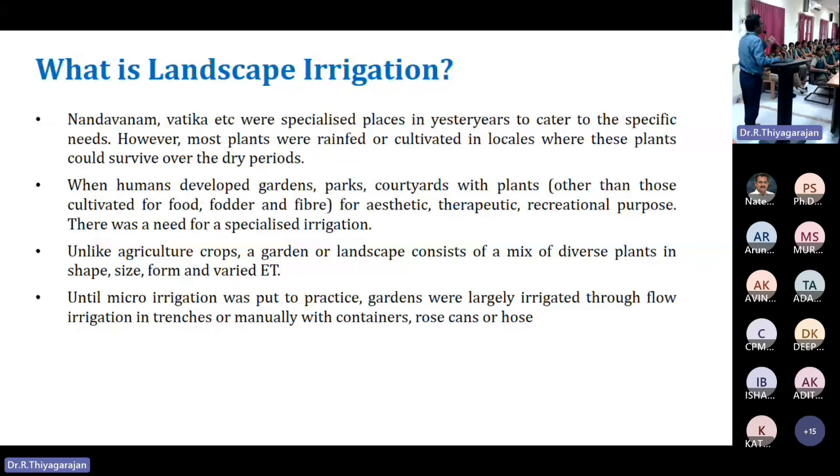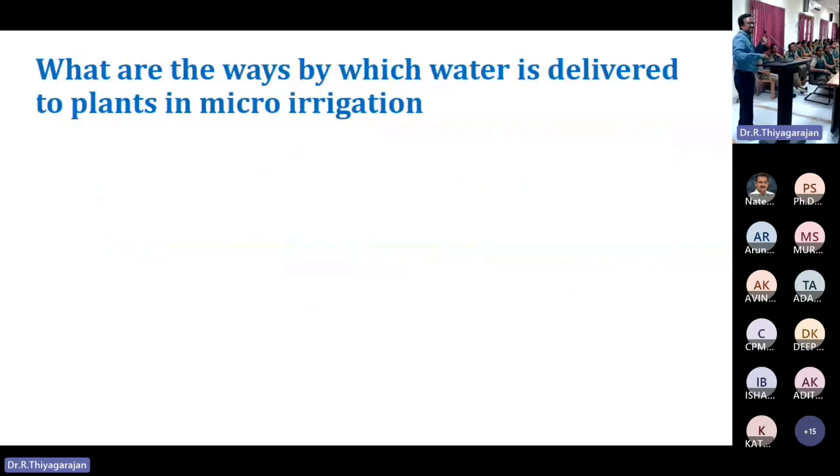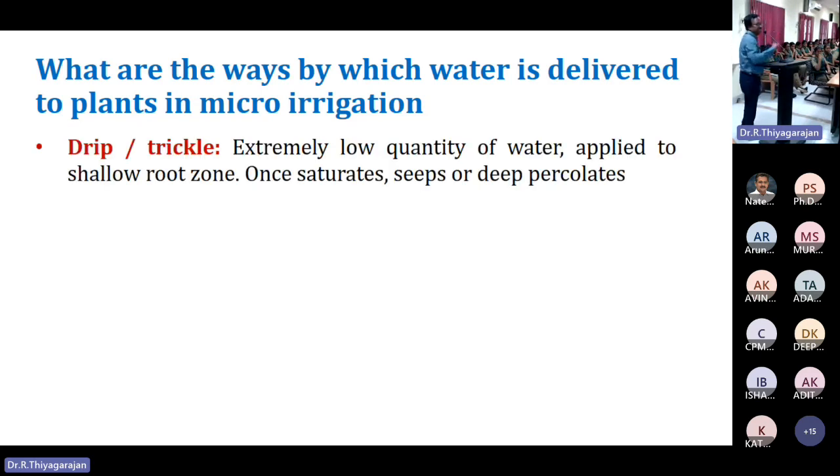So micro irrigation, what are the types of micro irrigation you are aware of? Okay, we will go to the next slide. We will be concentrating on the mode of delivery. We will not be looking into the source. Of course, the source is important. Conveyance is important. The conveyance mechanism is important, and the delivery mechanism is important. So let us focus on the end, where the farmer or the user will have a direct interface.